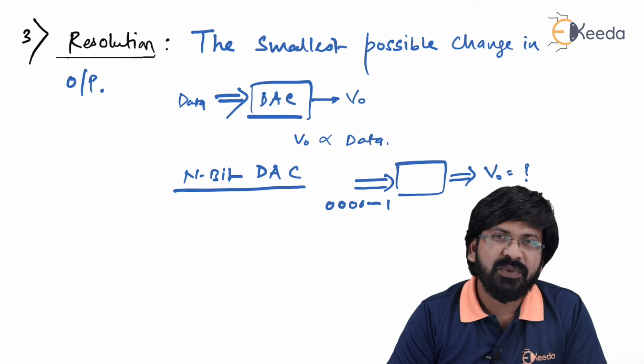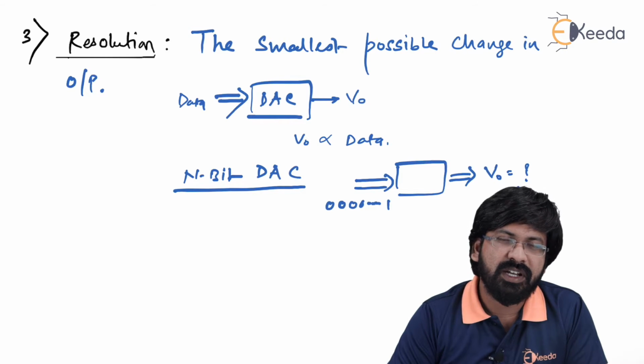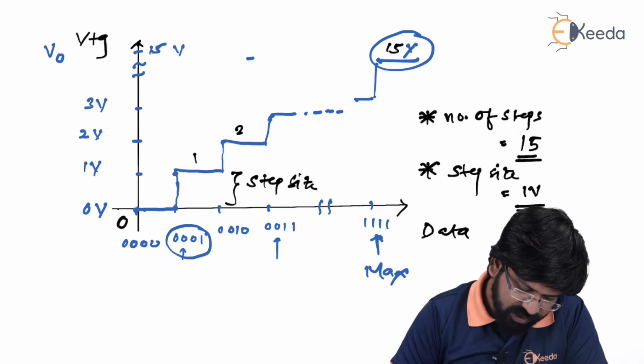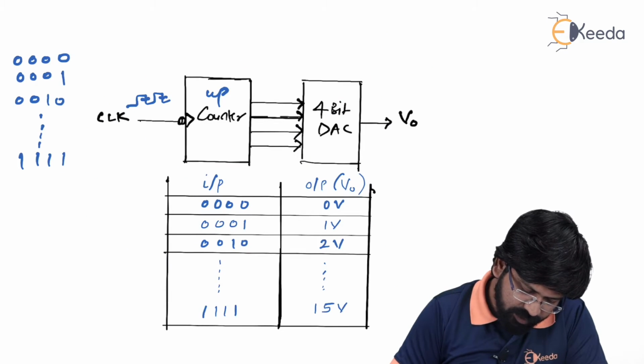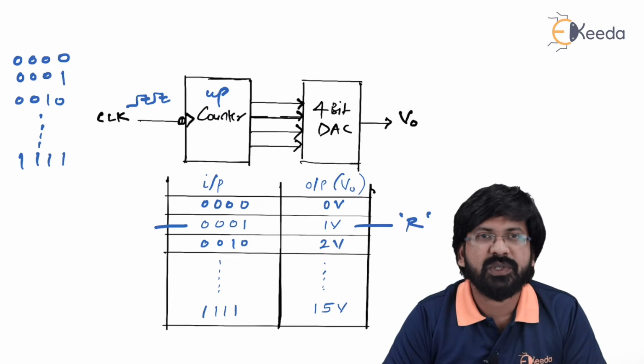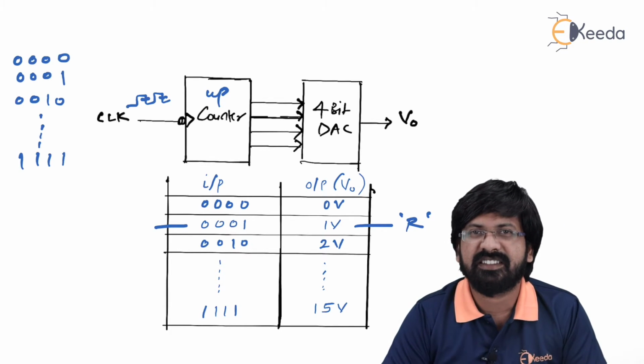In our case, if you go back to the graph that we had, you can see that for the smallest possible change, which is 0001, we got 1 volt as output. We have also seen this in the table. For input 0001, you're getting output equal to 1 volt. This is nothing but the value of resolution, am I right? So the resolution that we had in this case was 1 volt.